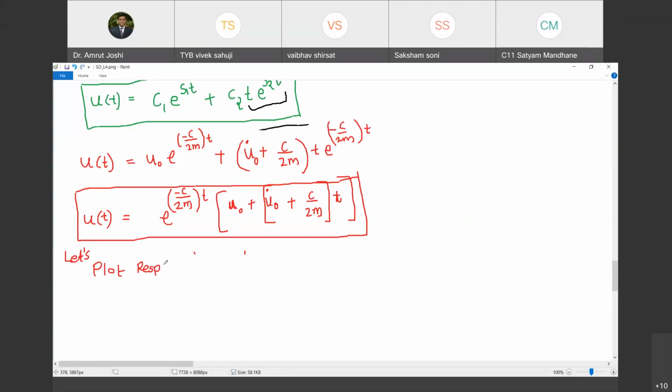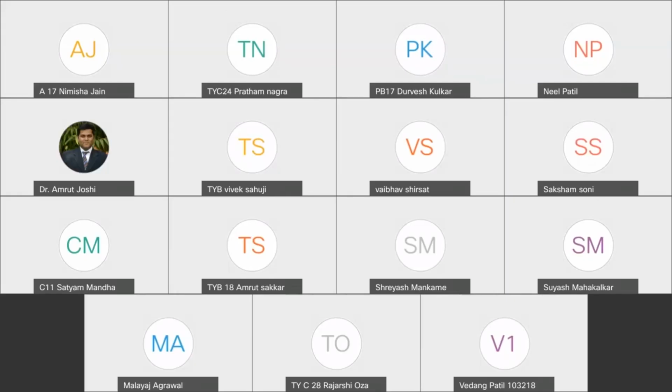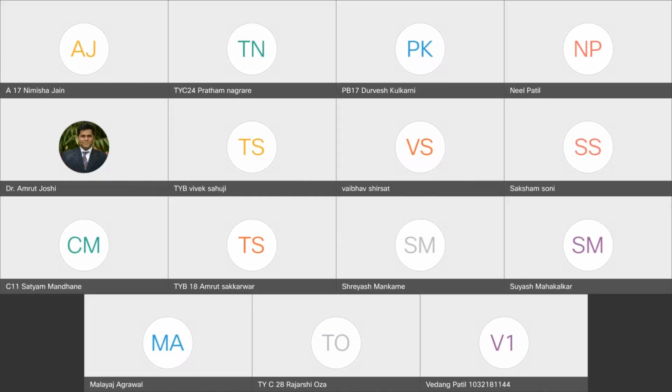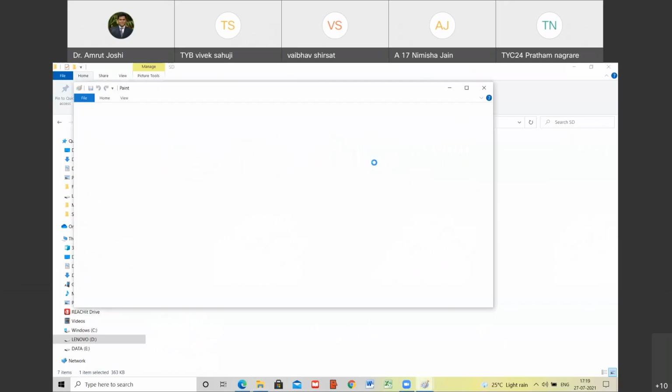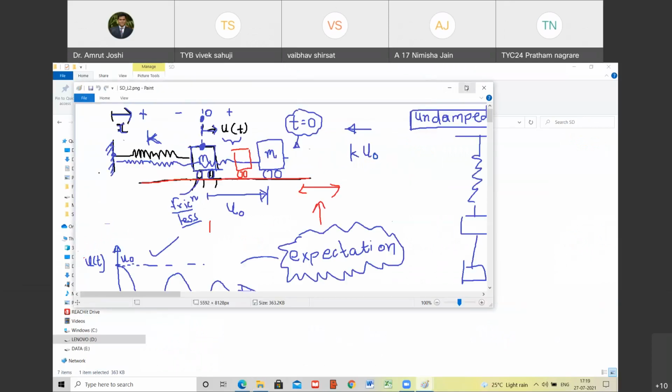So let us plot this response. For plotting this response, we are going to consider exactly the same set of U0 and U0 dot that we considered at the beginning. So let me share my screen with you. Screen is shared. Now let us go to the previous lecture, lecture number 2. I hope you are able to see this.